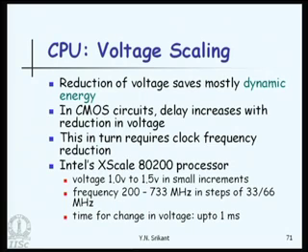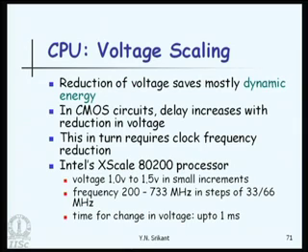Are such voltage changing features available in processors? Yes. For example, in the Intel Xscale 80200, there are instructions to change the voltage from 1.0 to 1.5 volts in small increments. So, the program can change the voltage of the chip. Of course, the frequency automatically scales between 200 and 733 megahertz in steps of 33 or 66 megahertz as we change the voltage, and the penalty is the time for change in voltage, which is very high. It can be up to 1 millisecond.